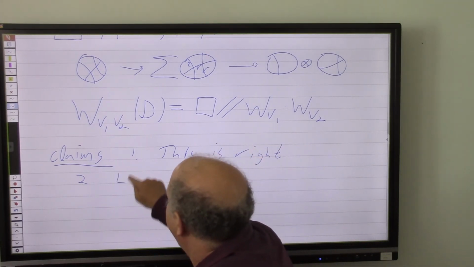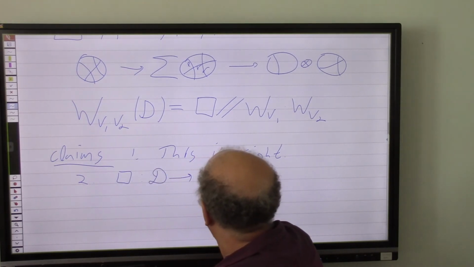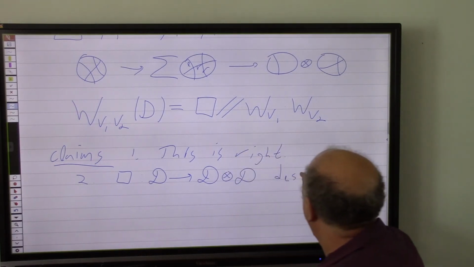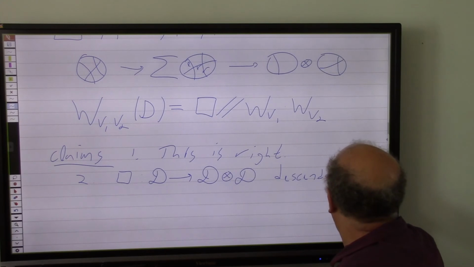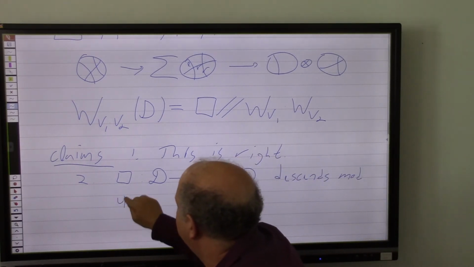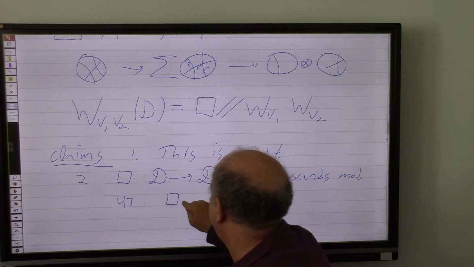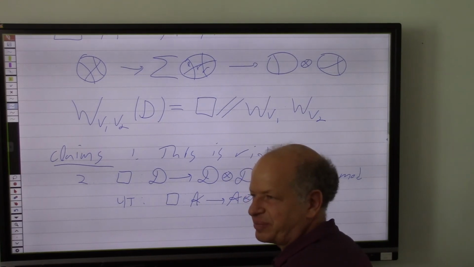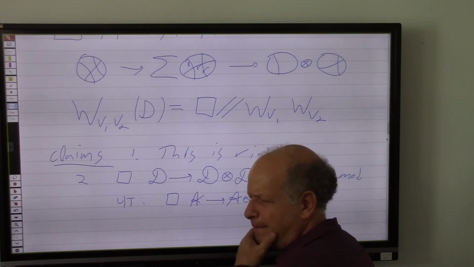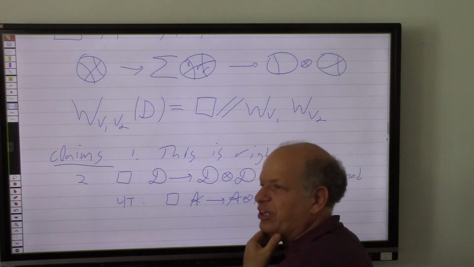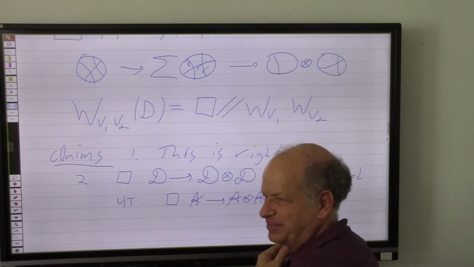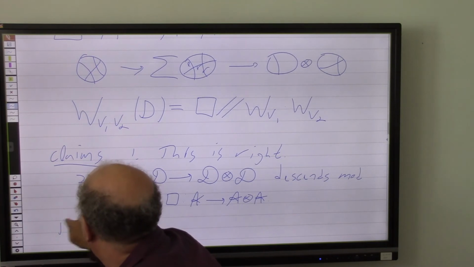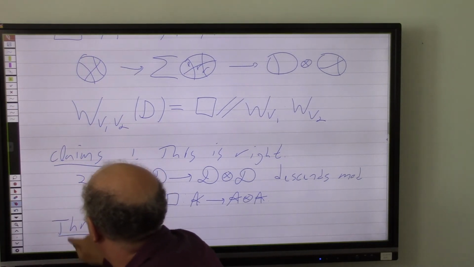So really delta is defined on diagrams with values in diagrams times diagrams, but I claim that it descends mod 4T to an operation also called delta going from A into A tensor A. Maybe I will not prove it, but it's worth proving. Okay? And finally the theorem. So theorem.